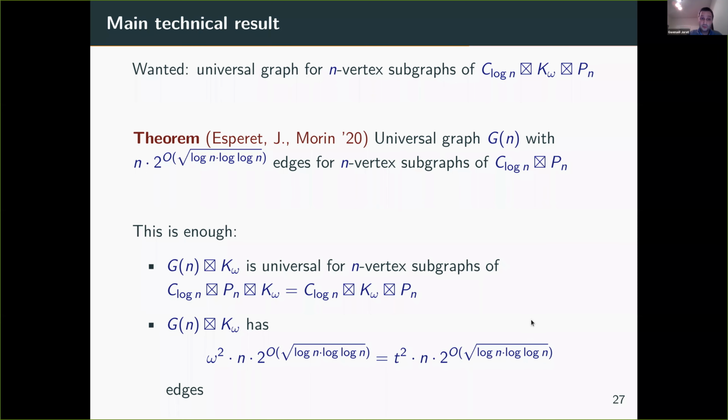Right, so if you can do C log n times Pn, the n-vertex subgraphs of this, then you can actually do n-vertex subgraphs of this as well. And so you can do the planar graphs in particular.